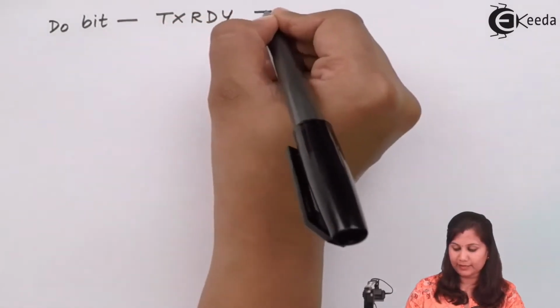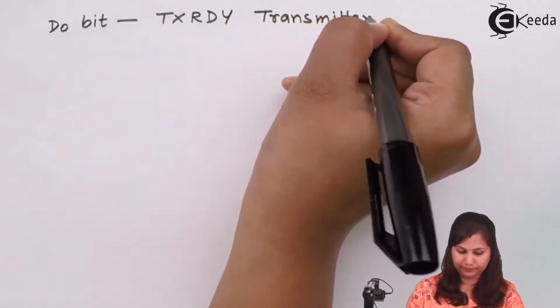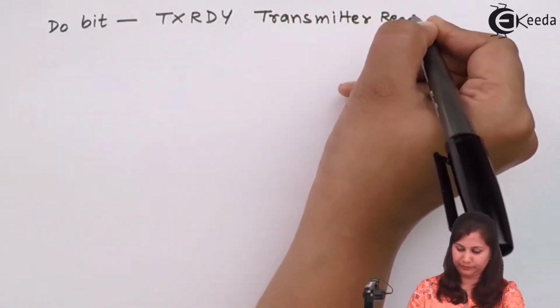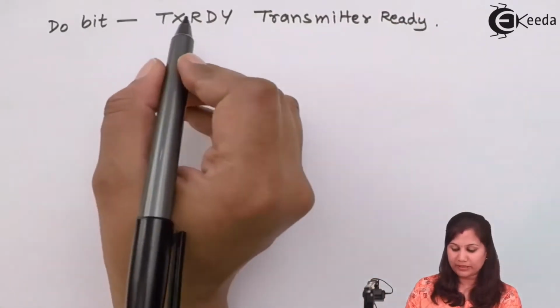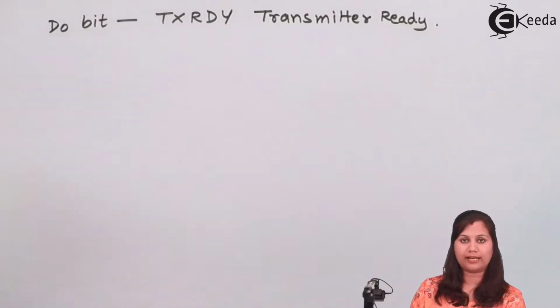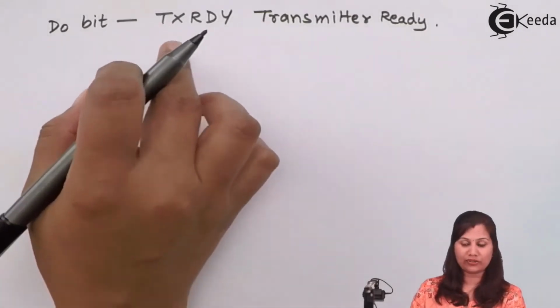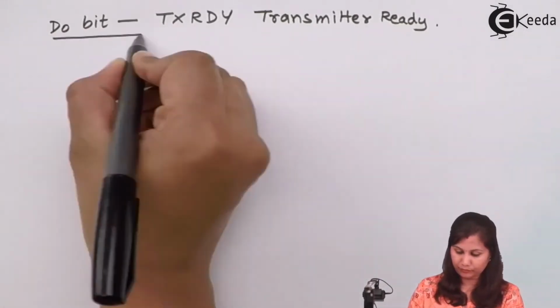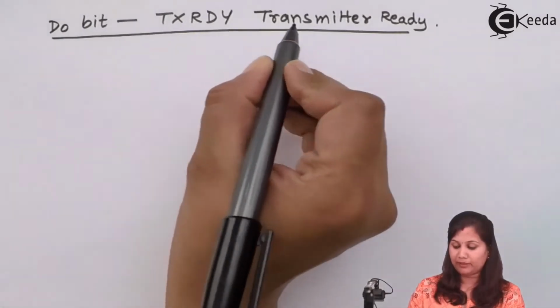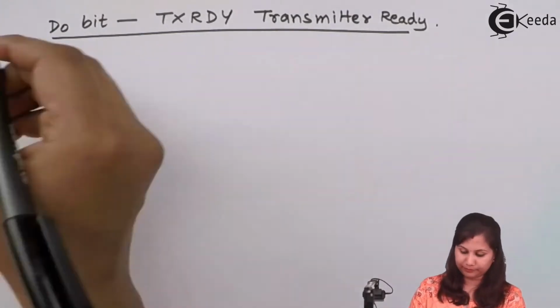which is TXRDY, that is transmitter ready. This transmitter ready is a pin available in the pin diagram of the 8251. When we studied the pin diagram, we studied the description of this TXRDY pin. This TXRDY pin indicates that the 8251 is ready for the transmission of data.